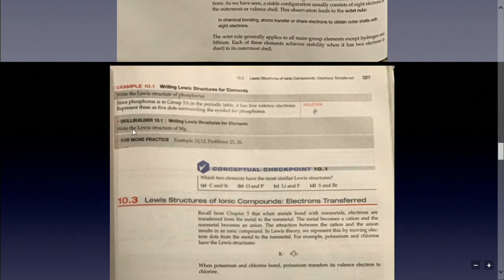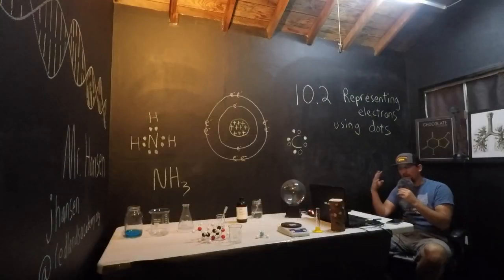If you only have 1 valence electron, that's the easiest. You're just going to have 1 dot, either on the left, the right, the top, or the bottom. So in general, there's 4 sides to every element.